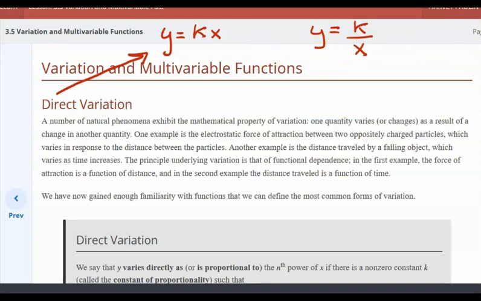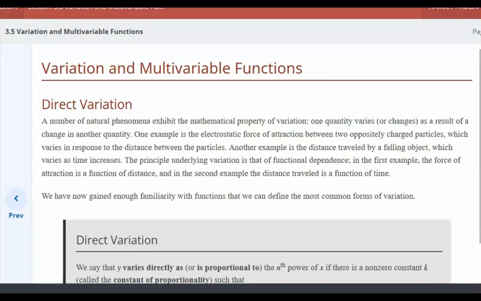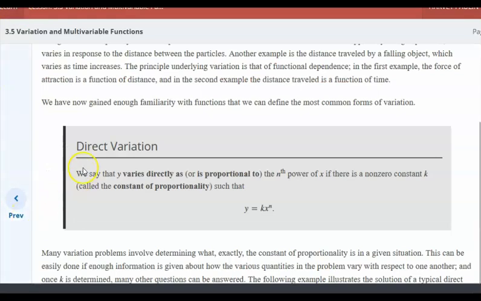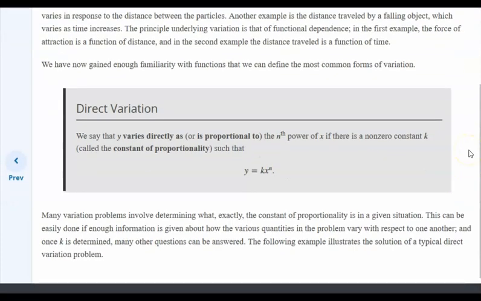So some background. Now pause as you go on and read this. And there is your direct variation formula. Again, the x sometimes may have an exponent there. All right, let's raise it up and you can finish reading and we'll go on.